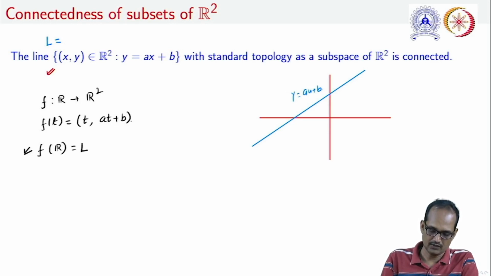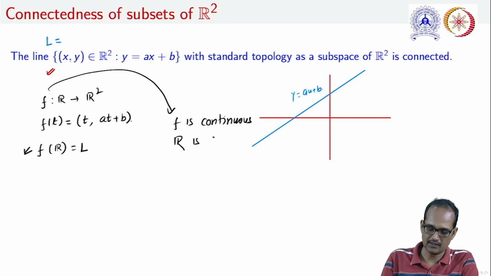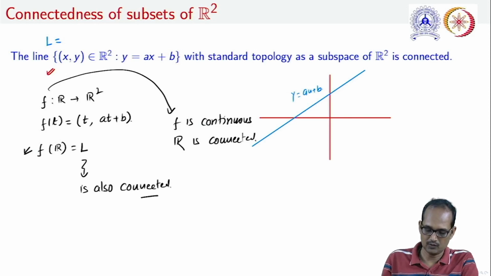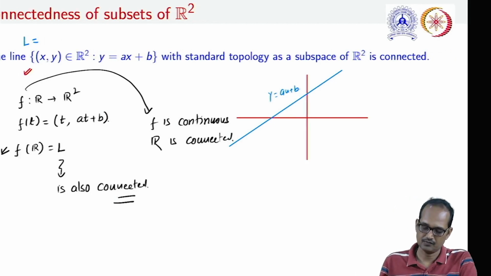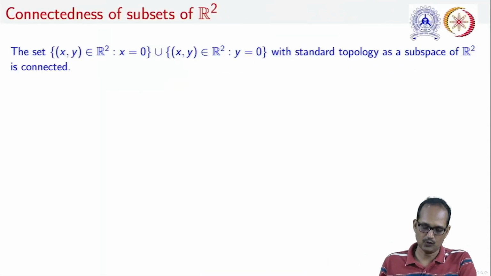Again, because this f is continuous, which is defined here, and we know that R is connected, we can conclude that L is also connected. Why? Because for the same reason which we have used, this is a continuous image of a connected set. Moving ahead, what we have shown is that the line is connected.